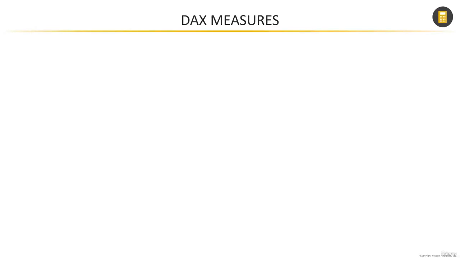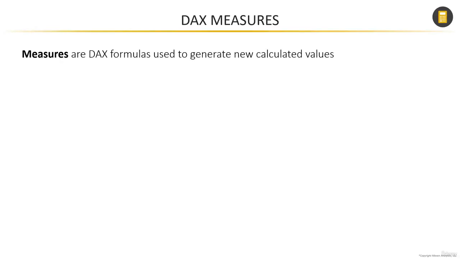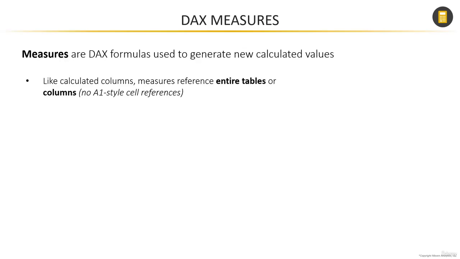Up next, we have an incredibly important topic of DAX measures. Now, by definition, measures are DAX formulas that are used to generate new calculated values. So, a couple of important things to note about measures. Like calculated columns, they reference entire tables or columns. So, again, no A1 style or grid references like you would use in Excel.